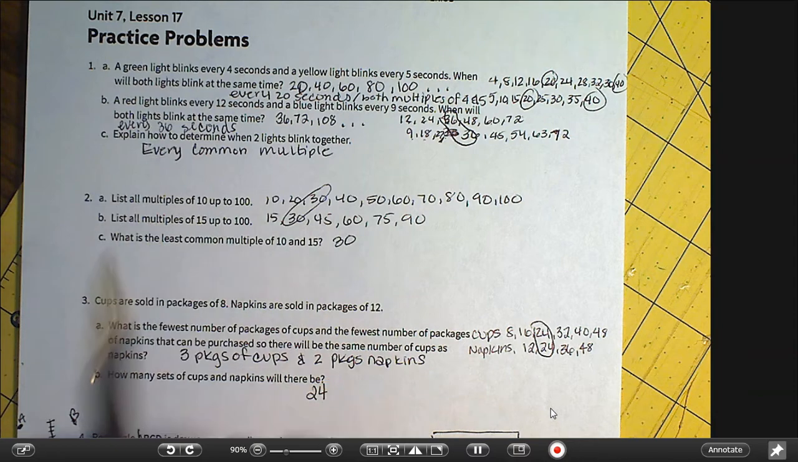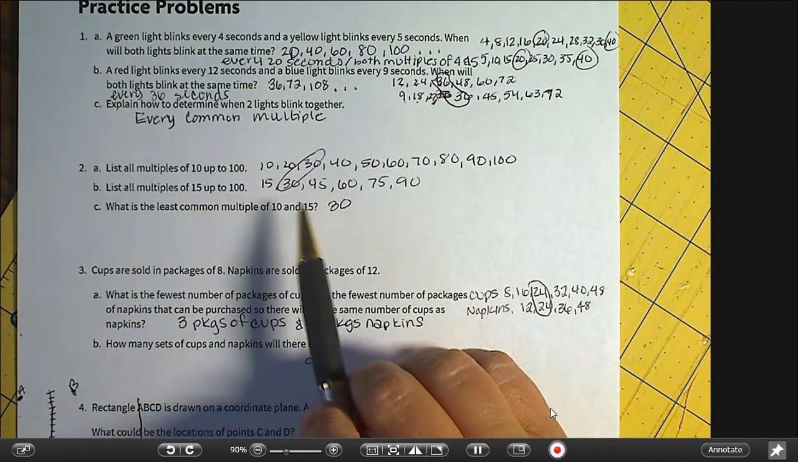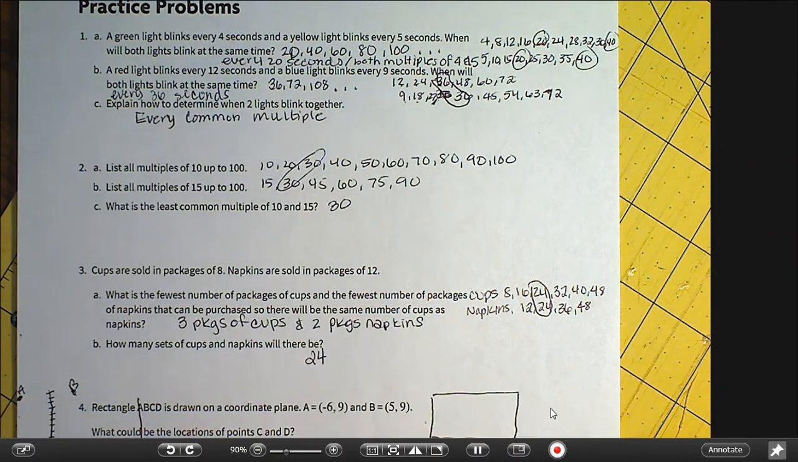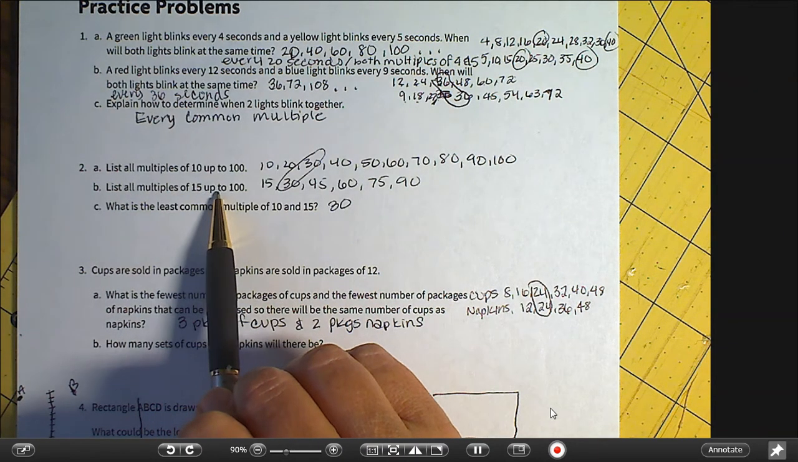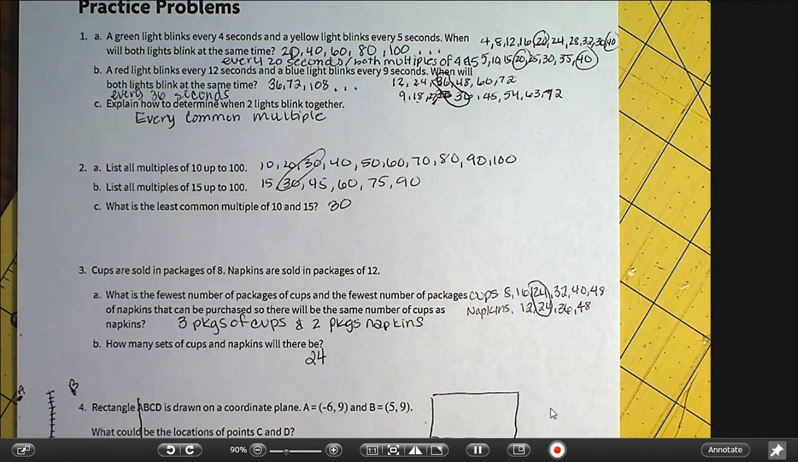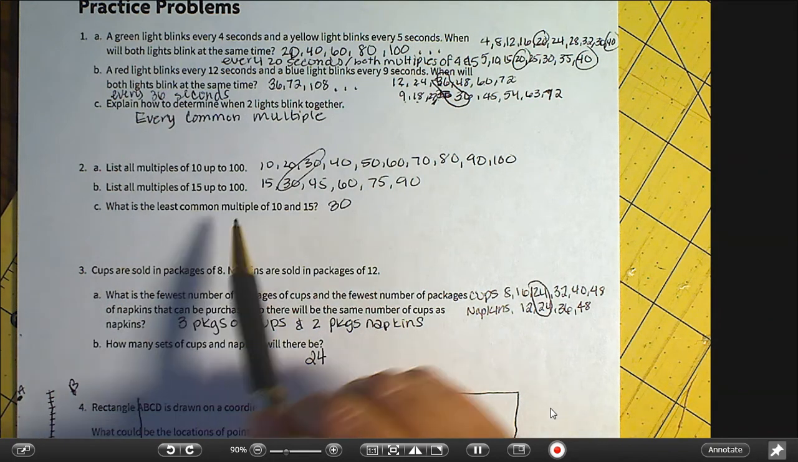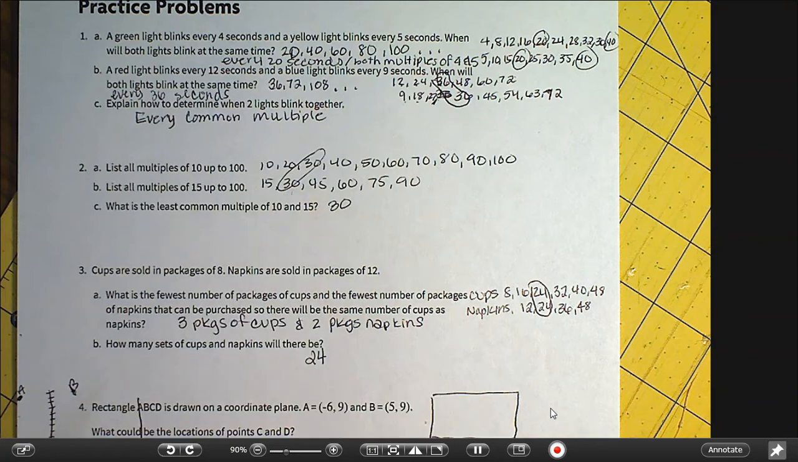2A says list all the multiples of 10, so I did that: 10, 20, 30, 40, 50, 60, 70, 80, 90, 100. List all the multiples of 15 to 100: 15, 30, 45, 60, 75, 90. And the least common multiple is 30.